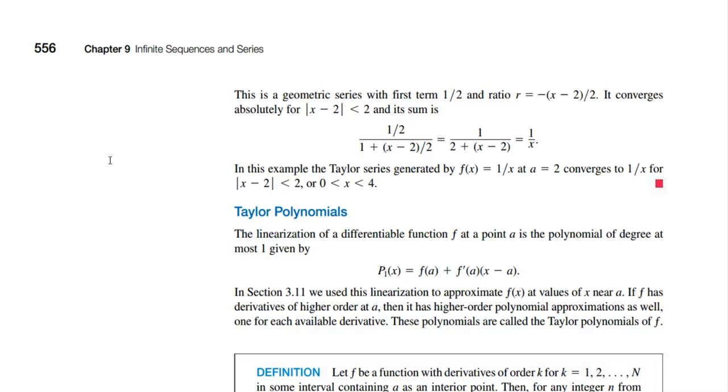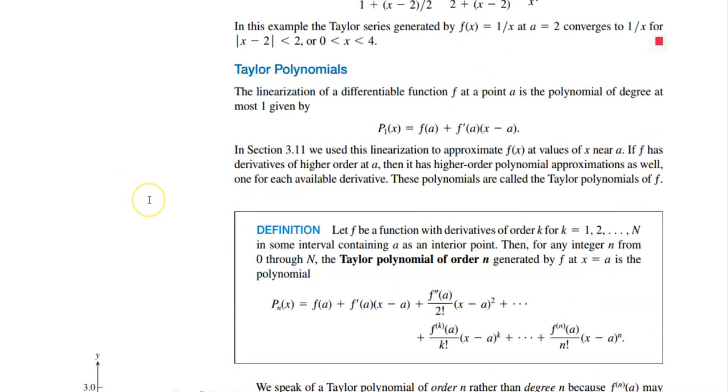It converges absolutely for the absolute value of x minus 2 less than 2. And its sum is 1/2 over 1 plus x minus 2 over 2, which cleans up to 1 over x. In this example, the Taylor series generated by f of x equals 1 over x at a equals 2 converges to 1 over x for the absolute value of x minus 2 less than 2, which means x between 0 and 4. So now let's talk about Taylor polynomials.